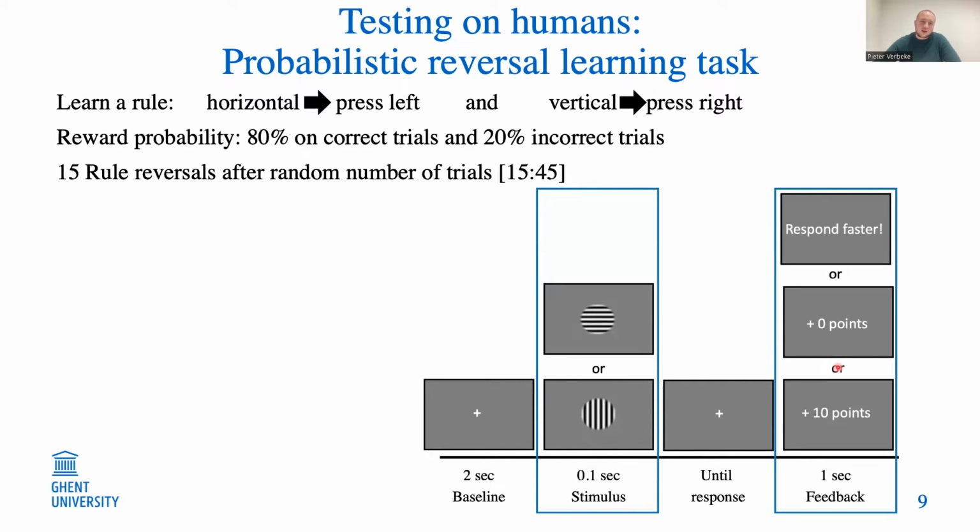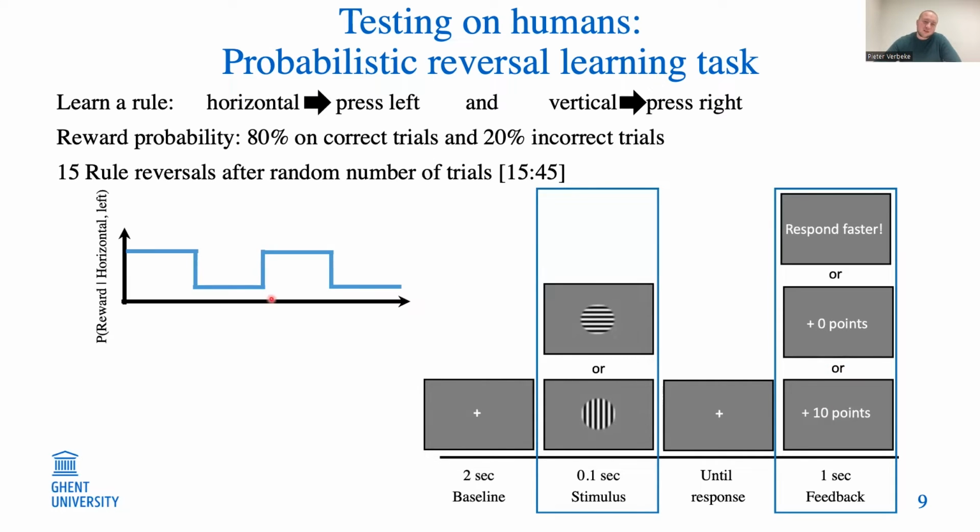Then at certain points during the task, the rule will basically reverse. So there will be this dynamic in the reward for a left response when you see horizontal. While you first had to press left after a horizontal stimulus, you now have to press right. And this changes a couple of times during the task.